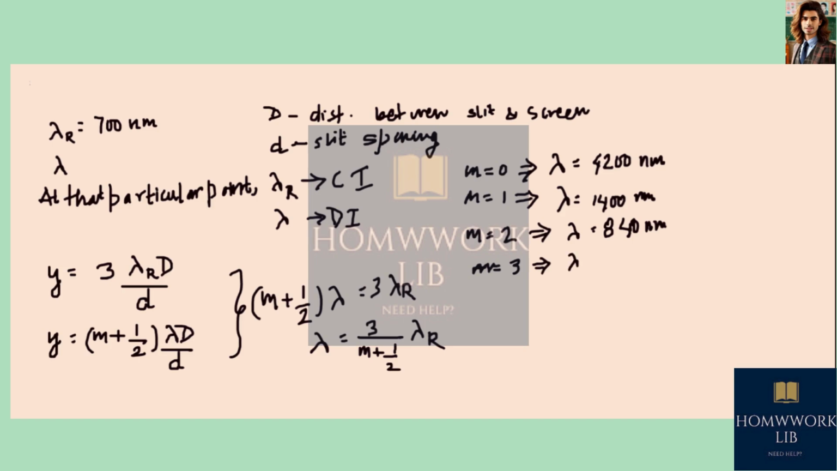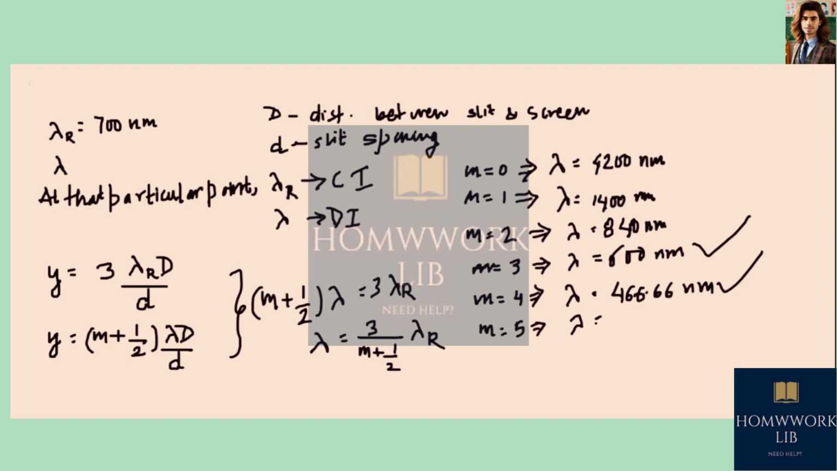For m equal to 3, lambda comes out to be 600. Bingo. So we have reached the visible region, and this is one wavelength. Similarly, for m equal to 4, lambda equals 466.66. Well, this also lies in the visible region, right? So let us move on. For m equal to 5, lambda equals 381.82. Okay, it has now gone out of the visible region. So these are the two possible wavelengths of the second light.